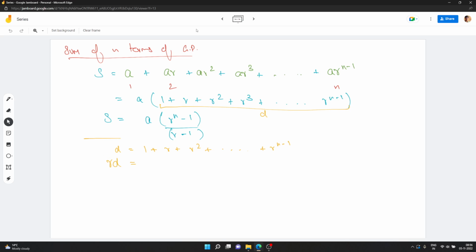Okay. Now that means all of these n terms have to be multiplied by r. So 1 becomes r, becomes r square, becomes r cube, and finally r to the power of n minus 1 becomes r to the power of n. So let's try to write it down. So this becomes r square, r cube, and then finally r to the power of n, right?